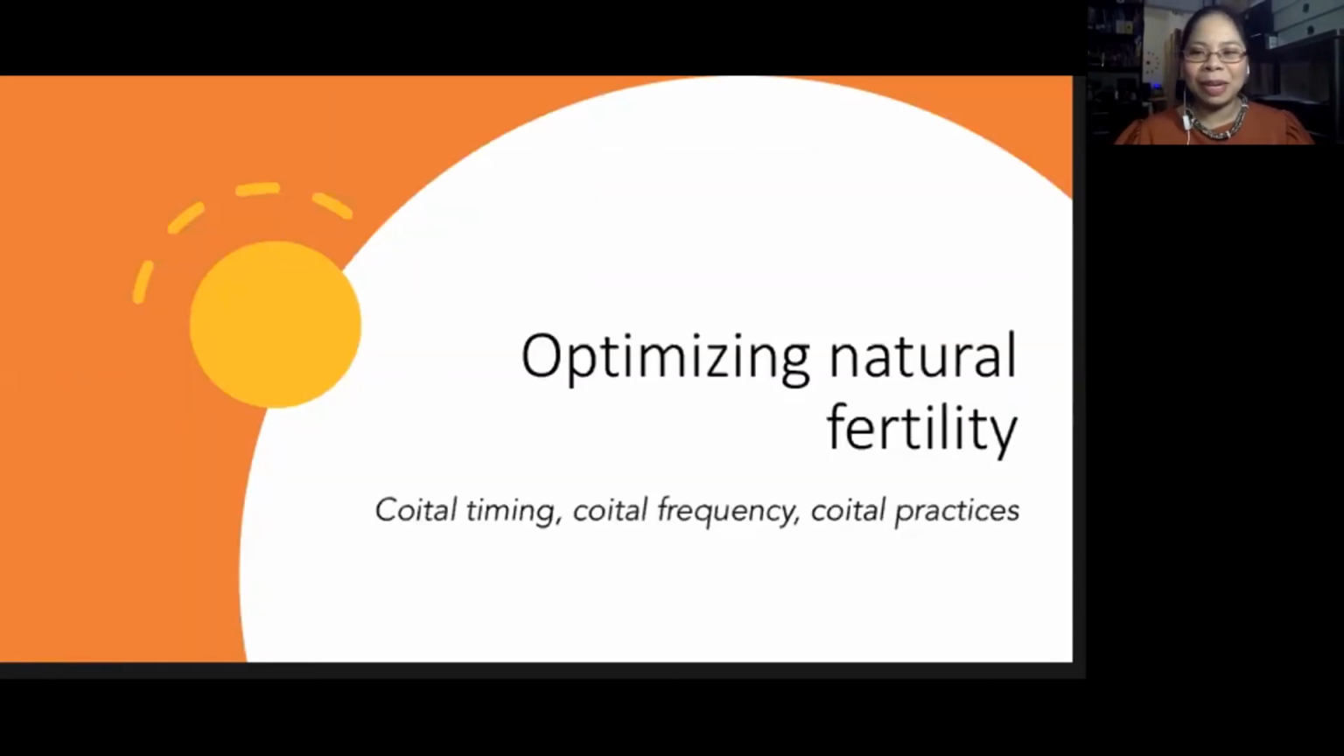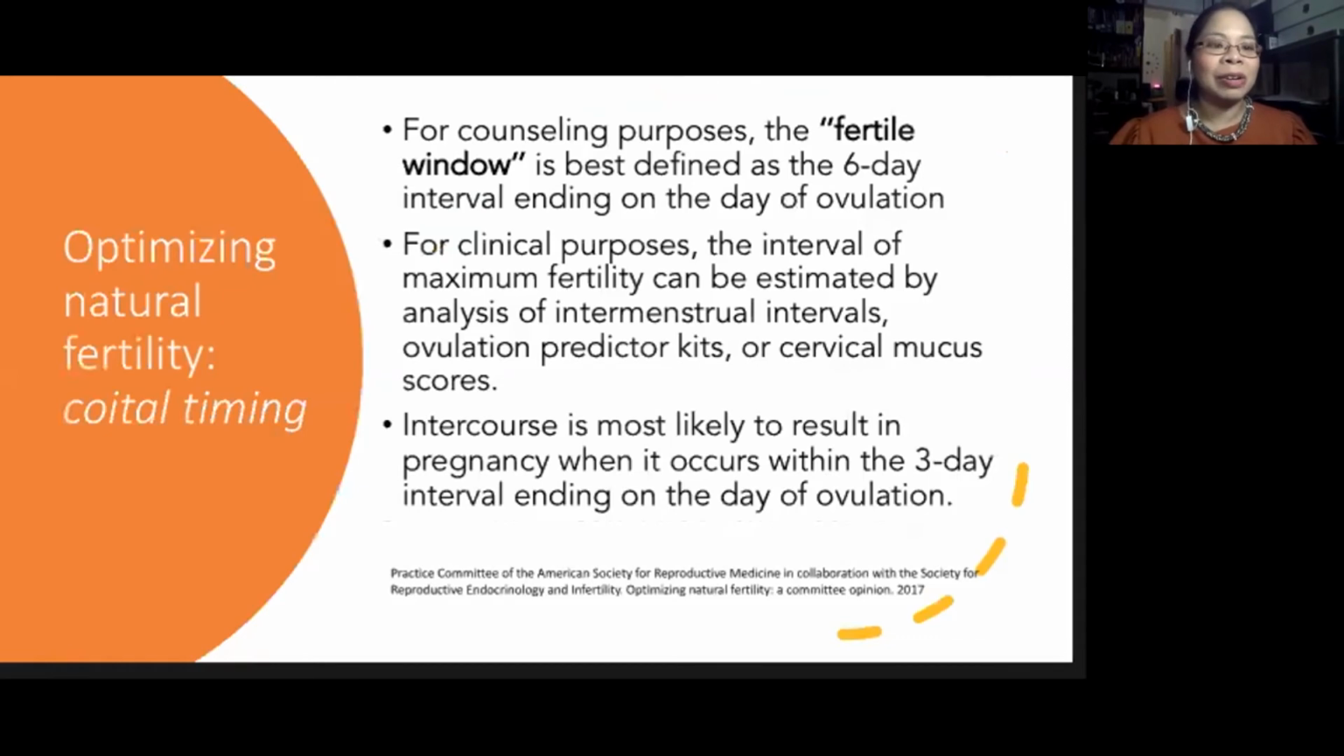Next, we address our patients' common or frequently asked bedroom concerns, that is, coital timing, coital frequency, or coital practices. Let's talk about coital timing first. For counseling purposes, the fertile window is best defined as the 6-day interval ending on the day of ovulation. At least in theory, the viability of both oocytes and sperm should be maximal during this time.